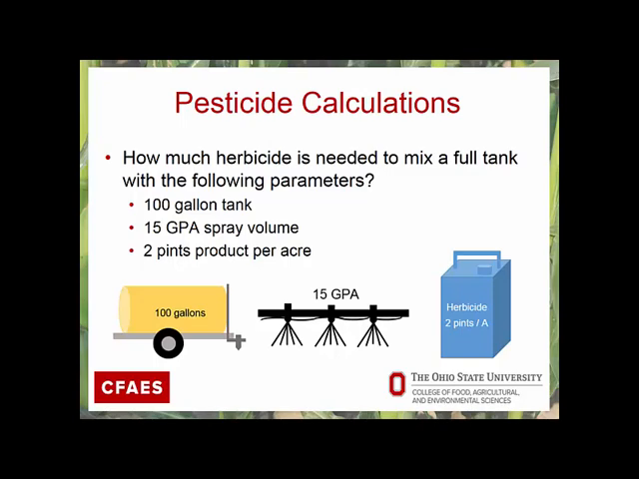Now let's look at a pesticide calculation example, similar to what you may see on your pesticide exam. Now, this question asks you how much herbicide is needed to mix a full tank given the following parameters. A 100-gallon tank, your intended gallons per acre is 15, and the recommendation is to use 2 pints of the product per acre.